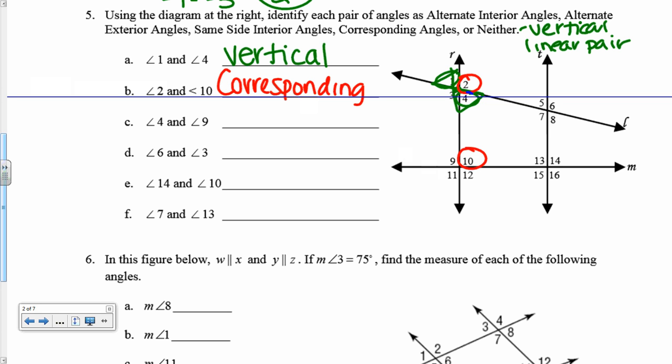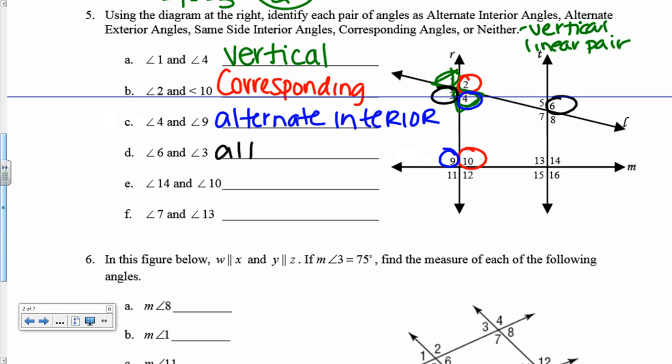4 and 9. Those are on opposite sides of the transversal, so I know this is an alternate. If I look at my two lines, they're in between the two lines, so these are alternate interior. 6 and 3, here's number 3, here's number 6. These ones are on opposite sides of the line, so they're alternate. And they're outside the lines, so this is exterior. Be careful what pair of lines you're looking at.